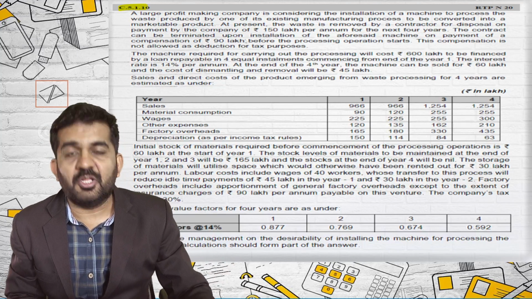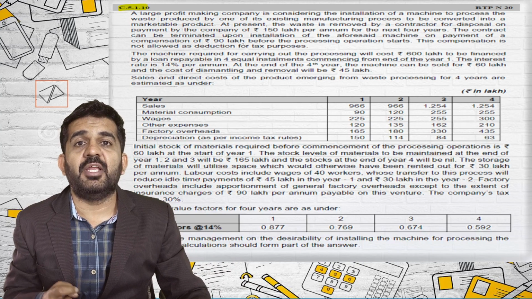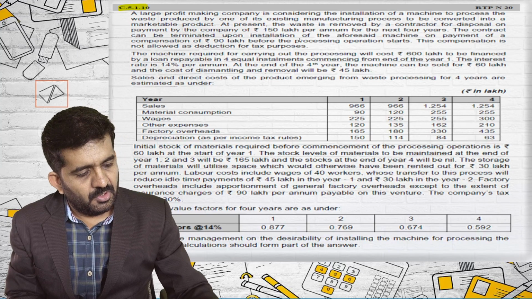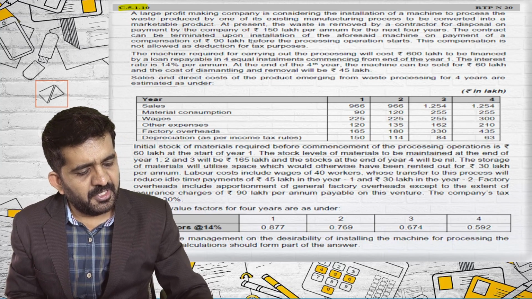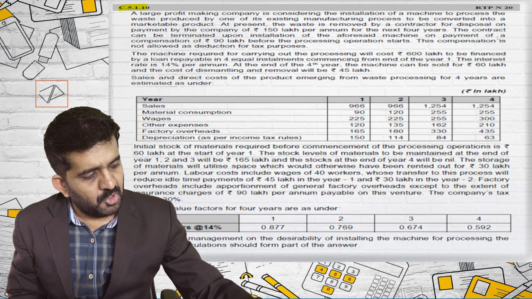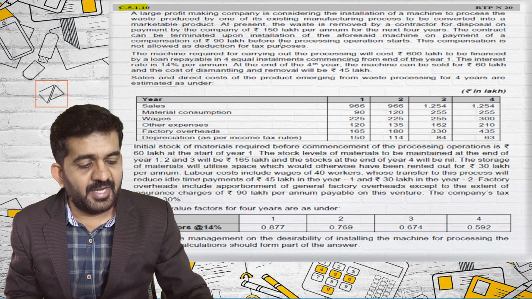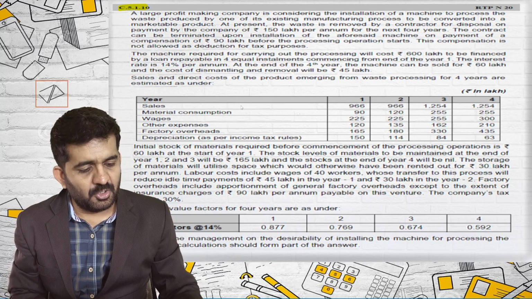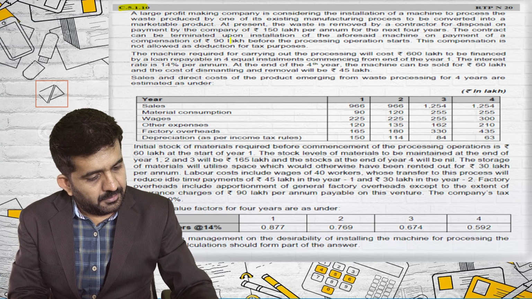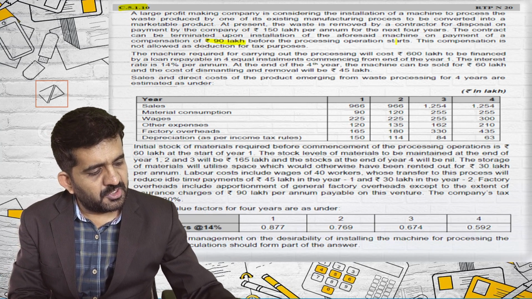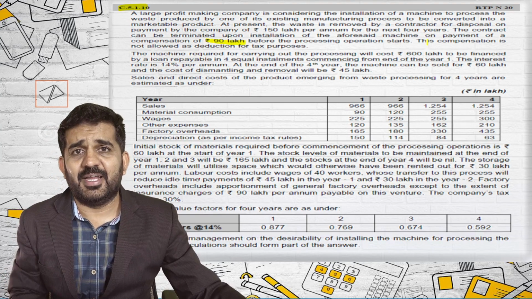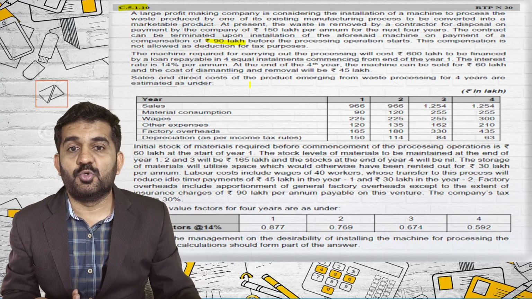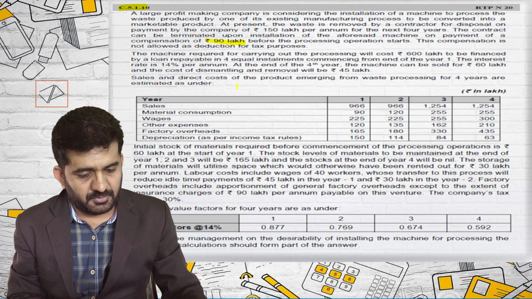The contract can be terminated. Now, if you purchase the machine and convert your waste into marketable product, you will have to cancel the contract. The contract can be terminated upon installation of the aforesaid machine on the payment of compensation of 90 lakhs. So you will have to pay this 90 lakhs rupees to the contractor because you are cancelling the contract, before the processing operation starts, meaning you will have to pay him at the end of year 0. This compensation is not allowed as deduction for tax purpose. So for taxation, it will not even give you the tax benefit.